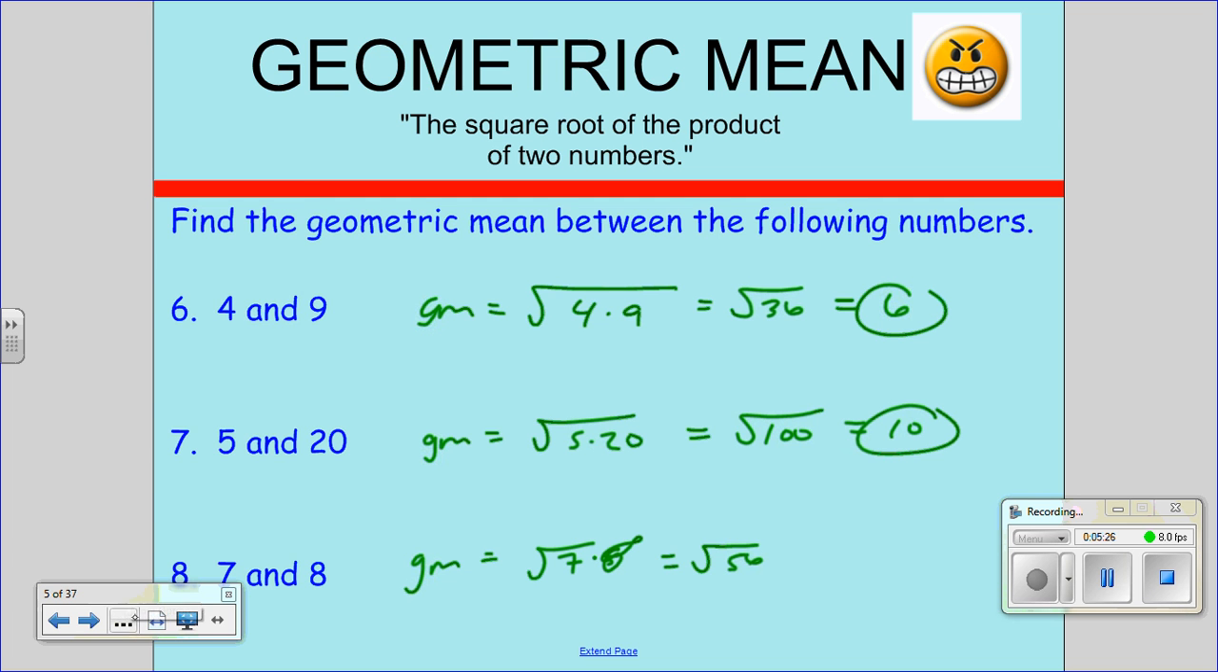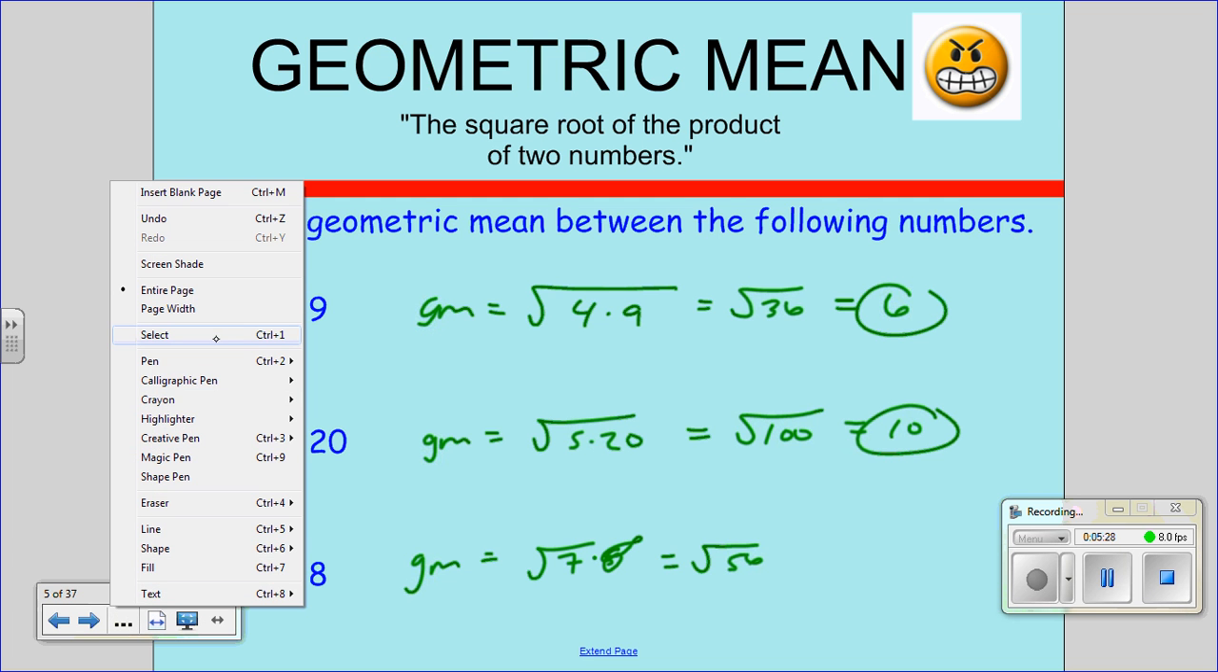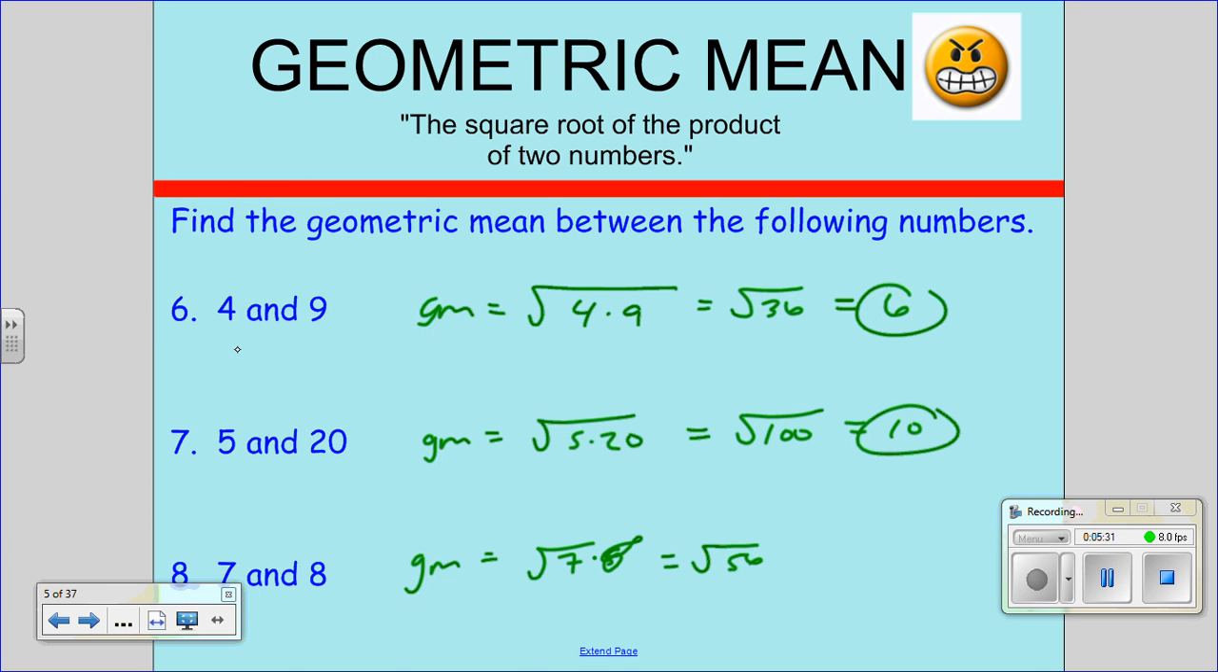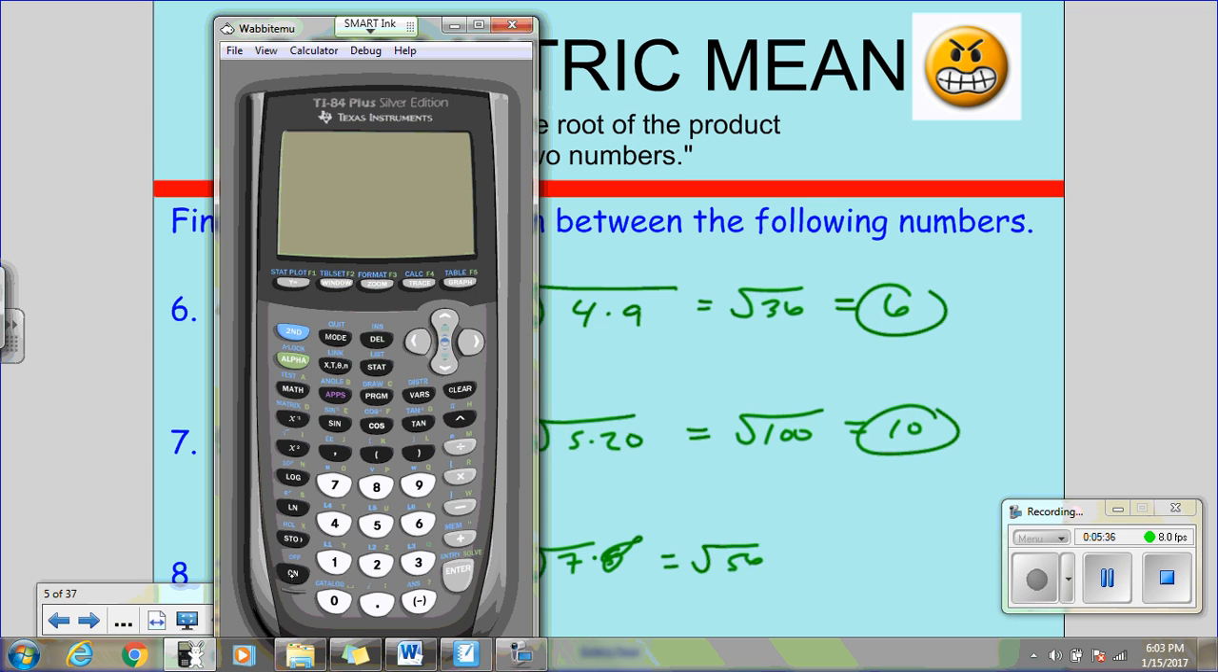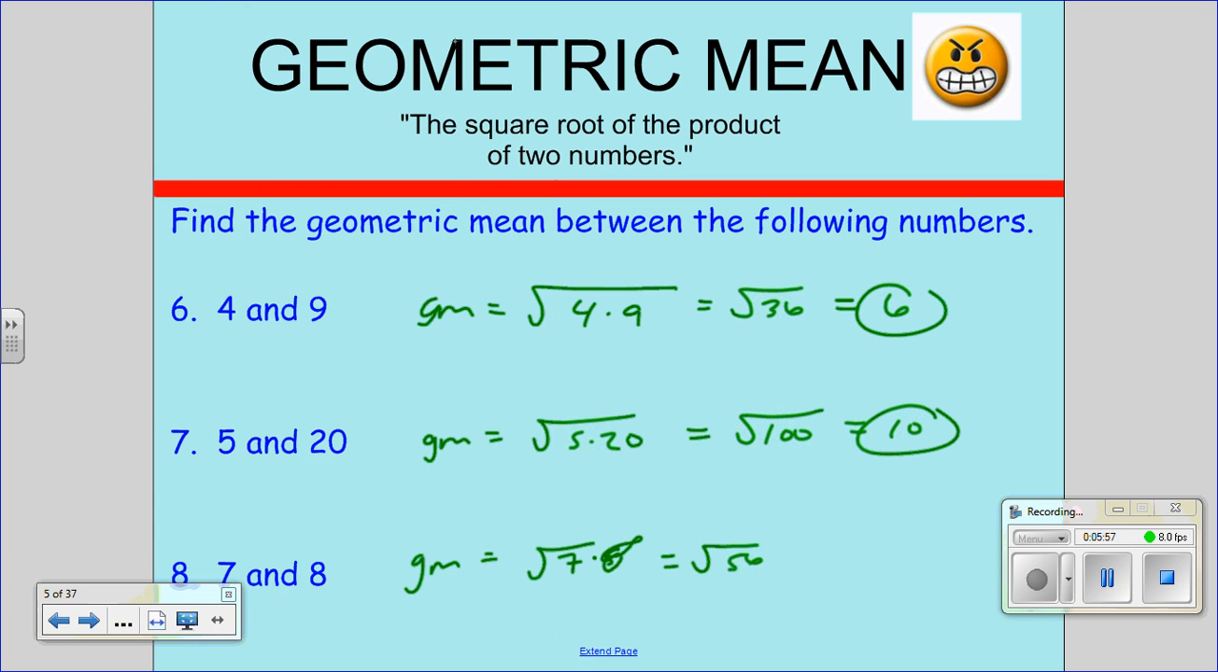So now we're going to grab our handy dandy calculator and take the square root of that. To find the square root sign on our calculator, you're going to hit second, which is the blue button, and then x to the power of 2. That's the square root sign. And now type 56 and hit enter. So it's approximately 7.5 is the geometric mean between 7 and 8.